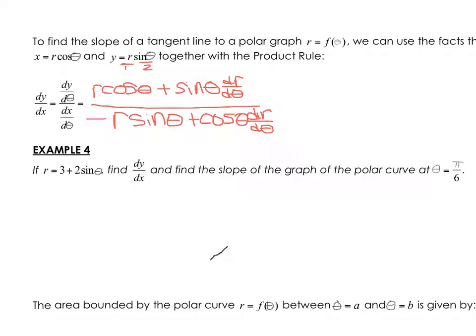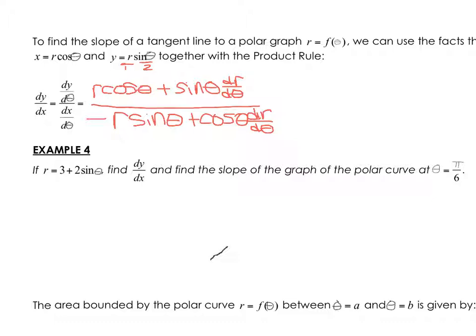Okay, the next thing we're going to do is derive a formula here. It says, to find the slope of a tangent line to a polar graph for r equals f of theta, we can use the facts that x equals r cos theta and y equals r sin theta together with the product rule. Basically what we're trying to do here, we've got dy/dx, and we know from before that dy/dx is dy/dθ over dx/dθ. We did that the past few days. So now what we want to do is figure out what that means in terms of polar.